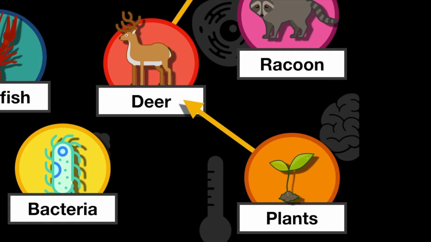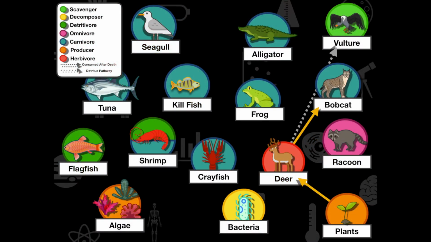We can also see that the deer is marked in red as a herbivore, and the plant in orange is a producer. Now if we look up here, we can see this line: if this deer were to die, the scavenger would consume it, and the nutrients would be recycled. We can also look at a variety of other pathways. We can look at this aquatic pathway where algae is consumed by the flagfish, which is consumed by the tuna, which then moves to the seagull, which then moves to the alligator. And we can see the transfer of energy that originally starts at the algae and moves to the alligator.